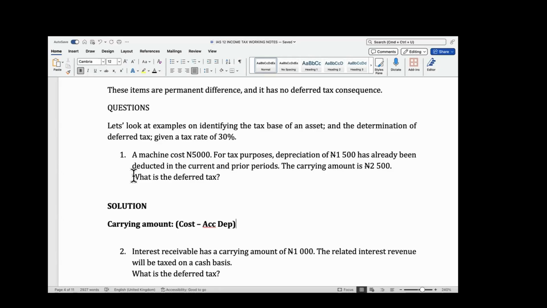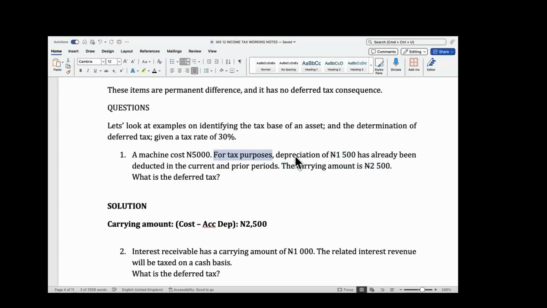3,500. Okay, 3,500, but it's actually 2,500 because they told us in the question that the carrying amount is 2,500. So this one is not depreciation. It's actually capital allowance, because the question said that for tax purposes, depreciation of 1,500 has already been deducted.